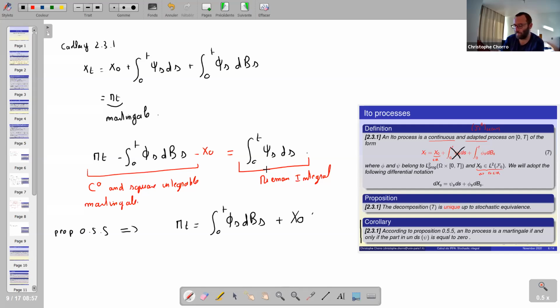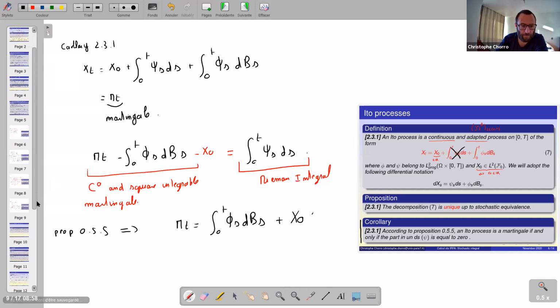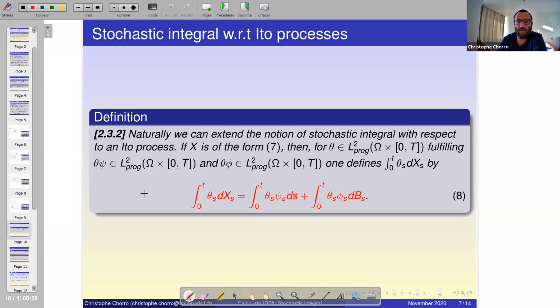So I have now proved that the Ito decomposition, so I have defined what is an Ito process here, is unique, up to indistinguishability. And we have proved that if an Ito process is a martingale, then necessarily this Ito process has a part in dt equal to 0. So what is the meaning of this one? Definition 2.3.2, excuse me, tells you the following.